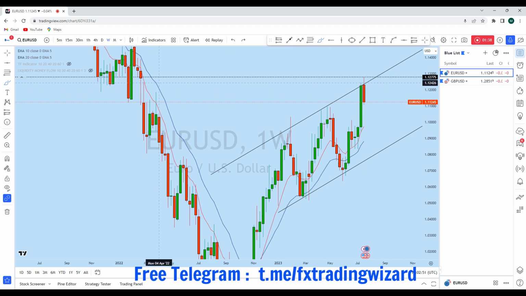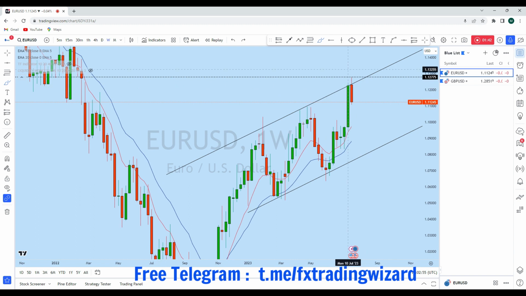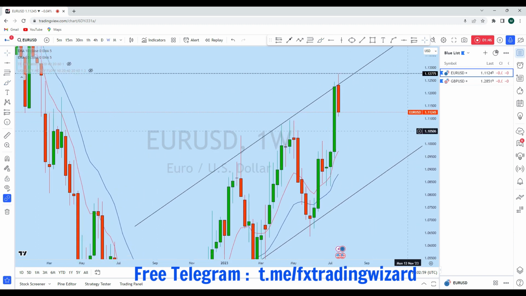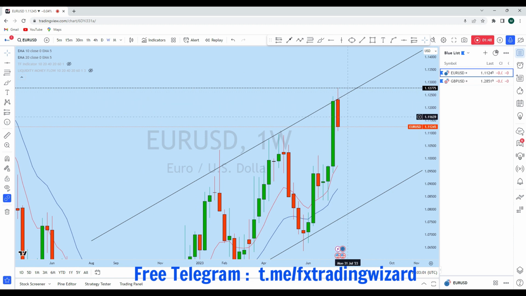This week the price has tested the high of this gap, and we saw that rejection with this weekly bearish candle. As you can see, it's a very sharp rejection with a full red body and a narrow wick at the bottom. This kind of candle means a high probability that the price will drop again.